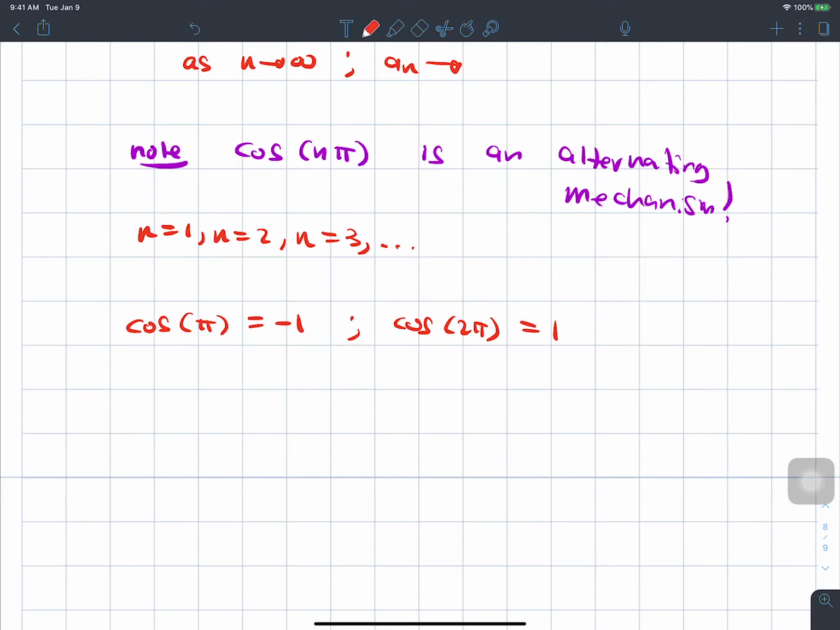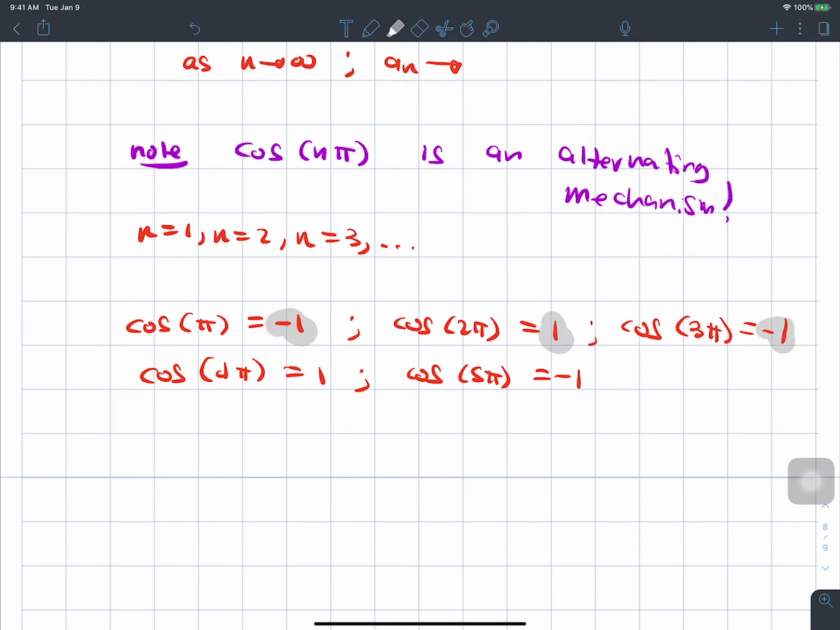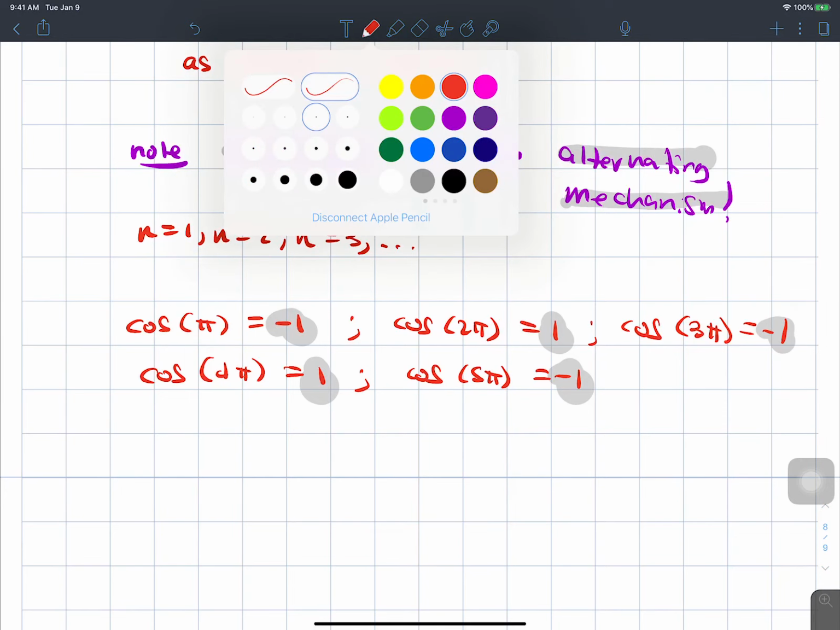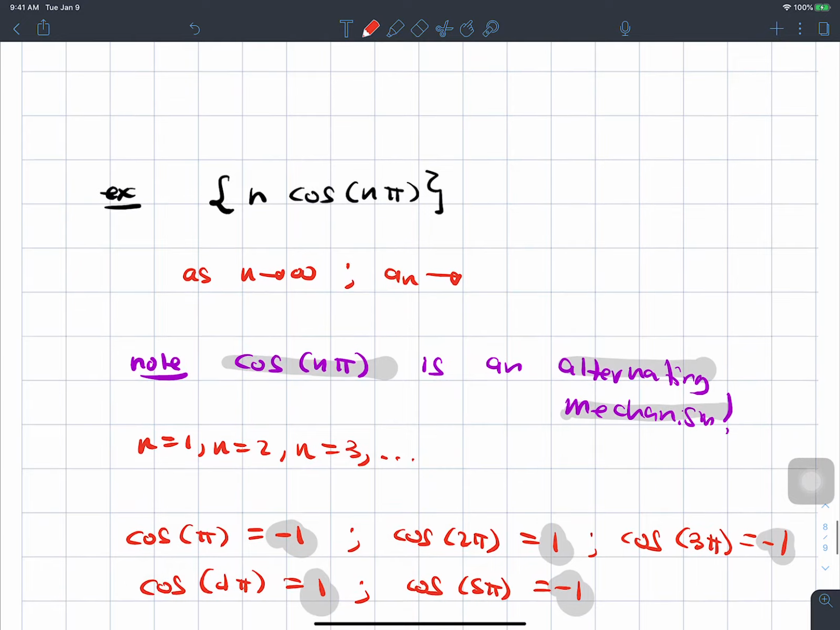Cosine 2 pi is 1. Cosine 3 pi is -1. Continue. Cosine 4 pi is +1. Cosine 5 pi is -1. So we're alternating here between -1, +1, -1, +1, -1. This is why I say the cosine n pi here is an alternating mechanism. So do what we did earlier. You're going to look at the limit of the absolute value, right?